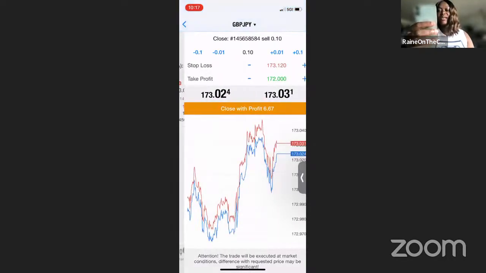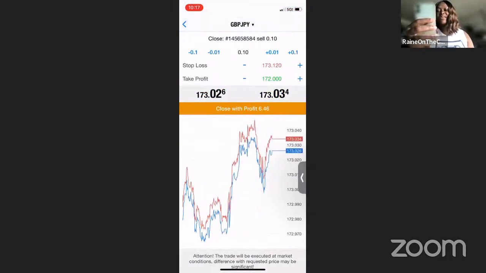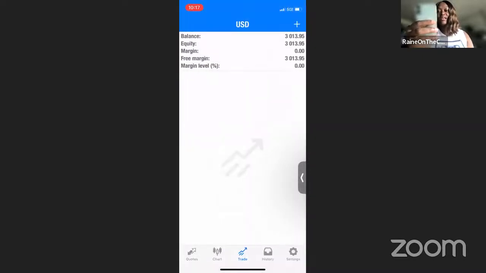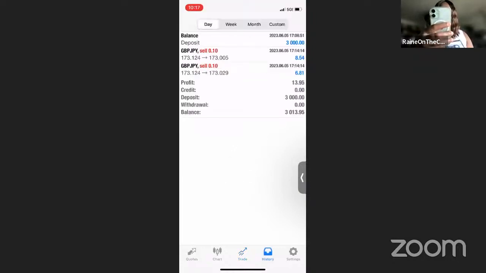So let's go ahead. Let's close out this one. Close with profit. All right. So now my balance is $3,013.95. If I check the history, we see the deposit. I deposited $3,000 into the account, and I have $13.95 in profit. So that is a sell limit and a sell market execution for a sell.